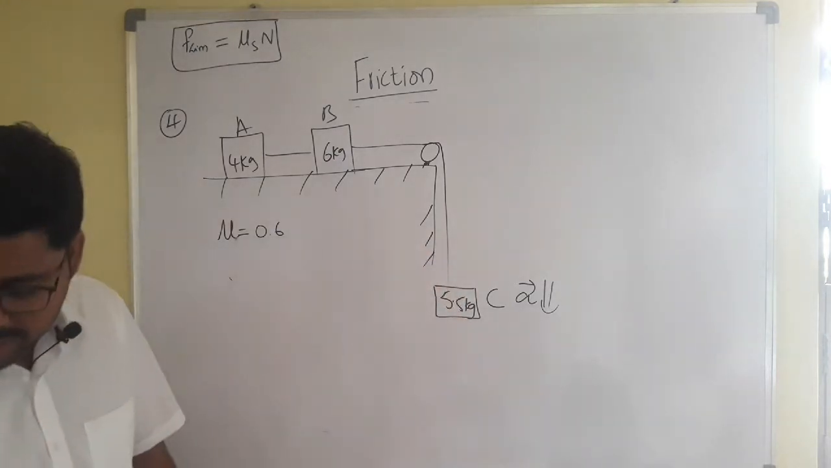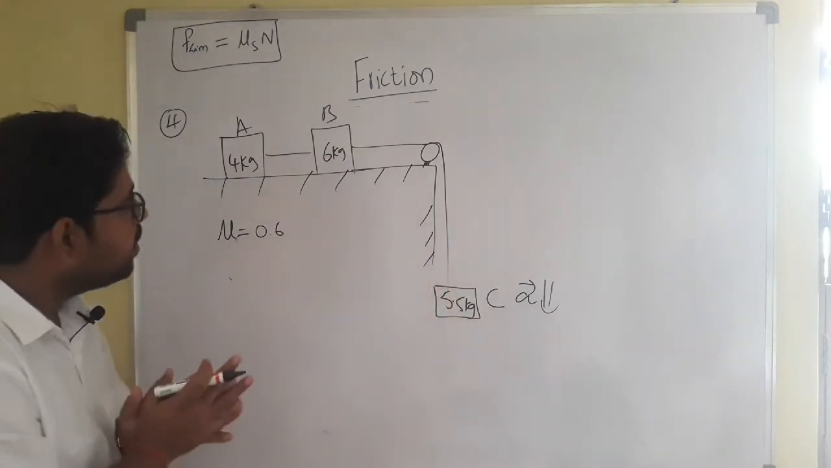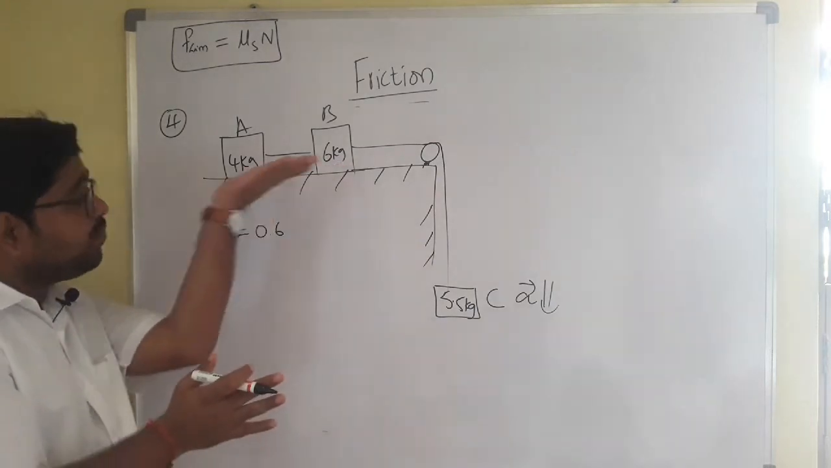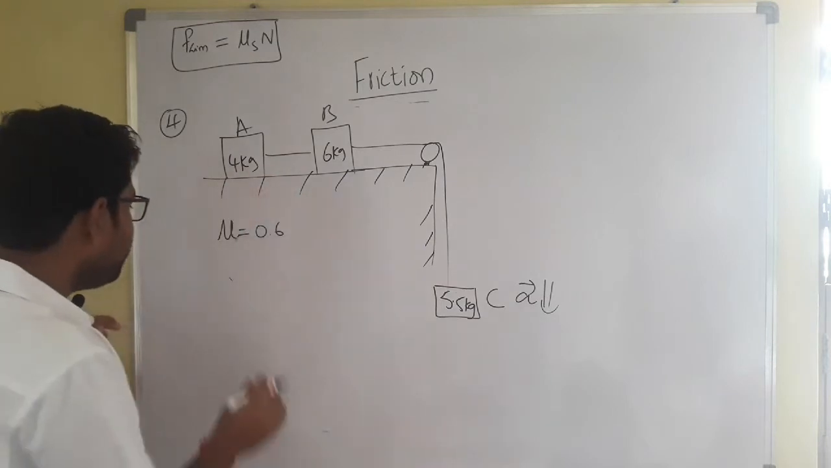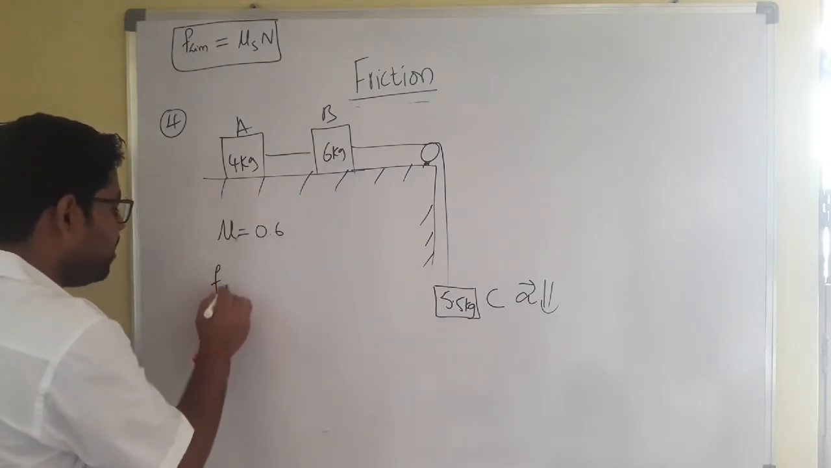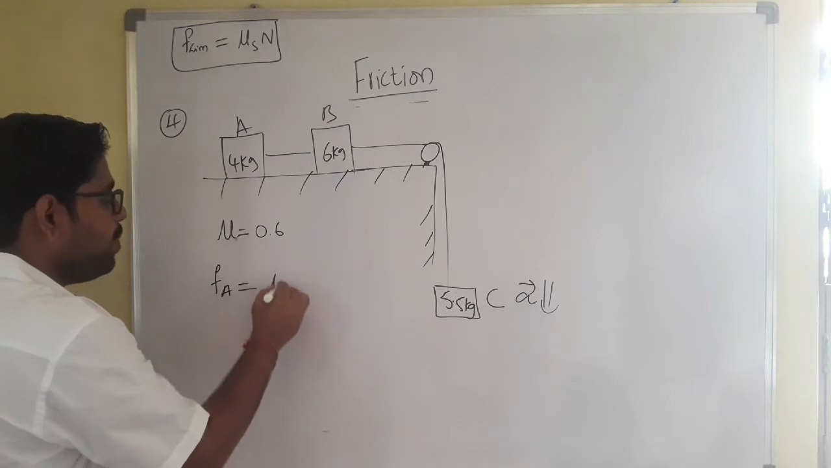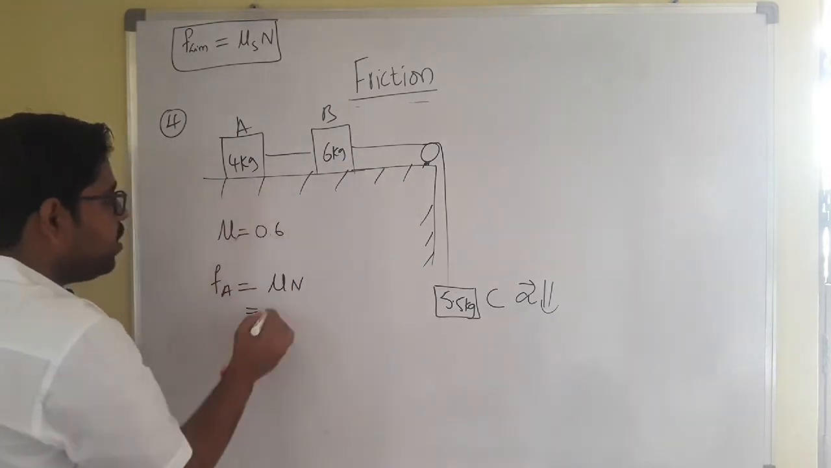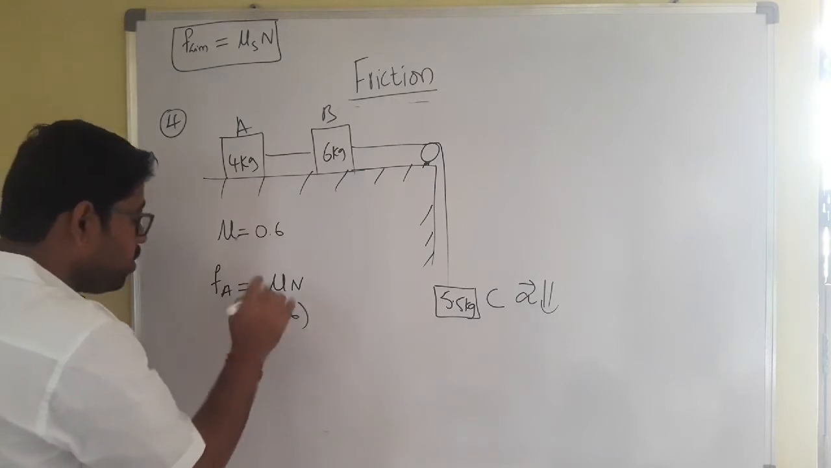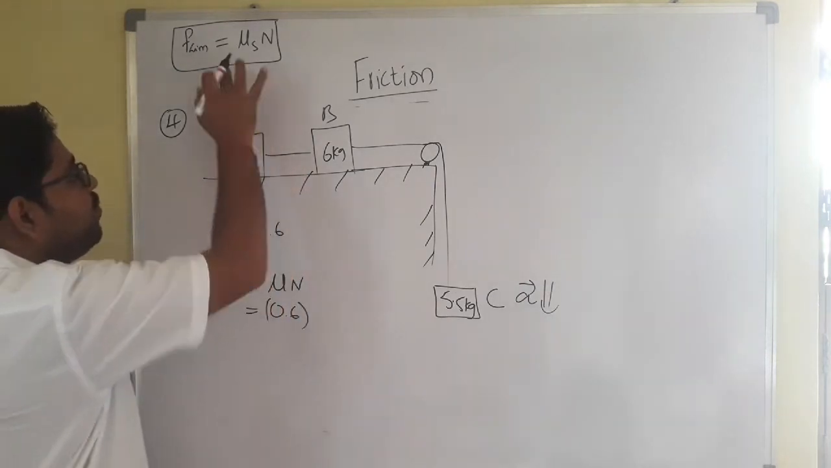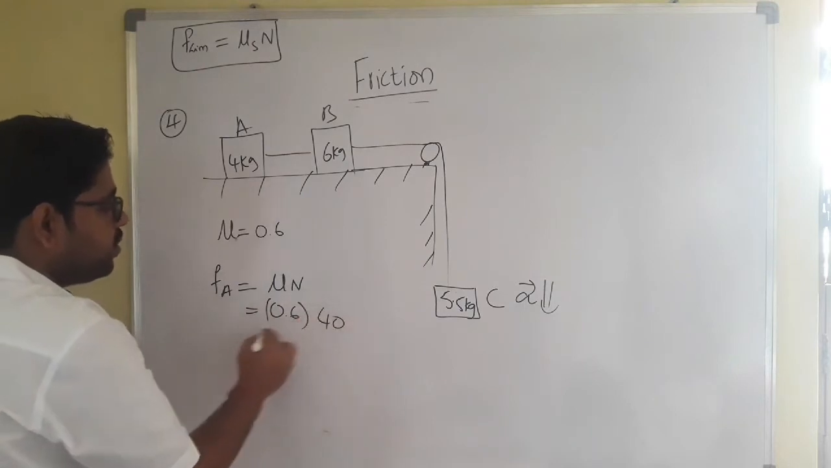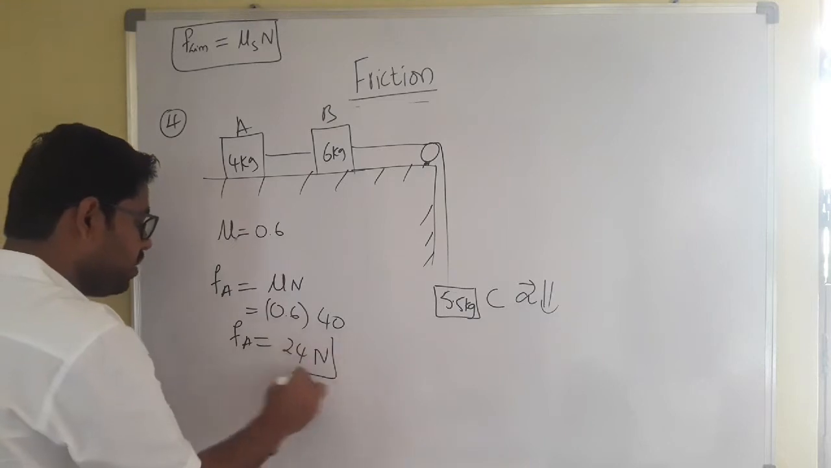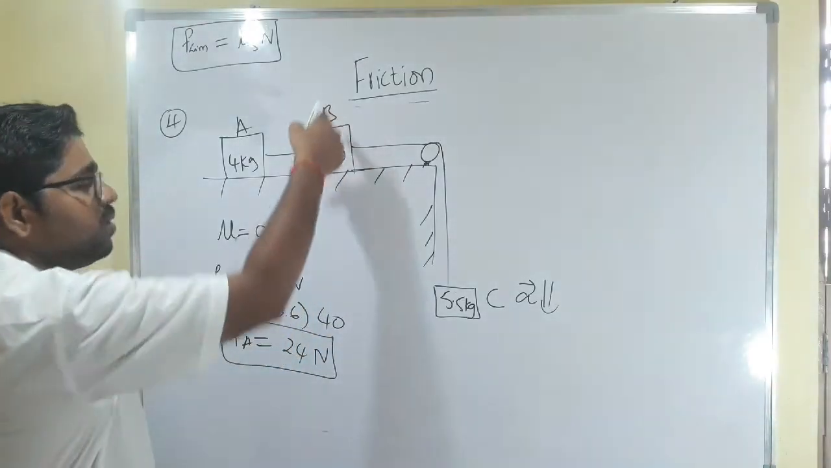Now first we have to check whether the block C will move or not. To do that, first we have to find out how much frictional force is there. So first find the frictional force of A. Fa is equal to mu into N. Mu is the same for everybody, 0.6. Normal reaction is directly 4g, which means 40 Newton. So 0.6 times 40 is 24 Newton. So the frictional force of A is 24 Newton.